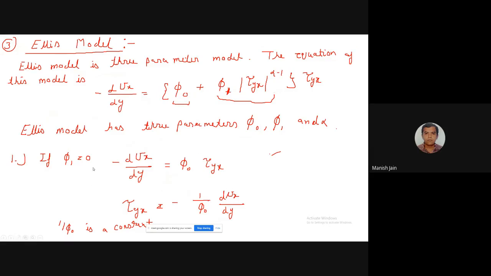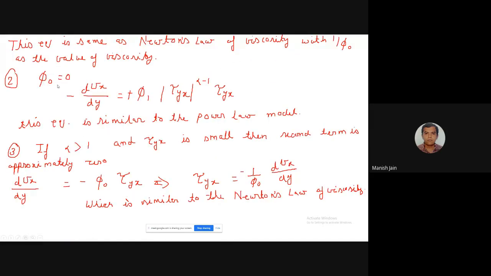If phi 1 equals 0, then your equation results in minus dvx by dy equals phi naught tau yx, or tau yx equals minus 1 by phi naught dvx by dy. So 1 by phi naught is the constant which is equivalent to the viscosity. If phi naught equals 0, then you will get dvx by dy equals phi 1 tau yx to the power alpha minus 1 times tau yx. So this equation is nearly the same as the power law model.